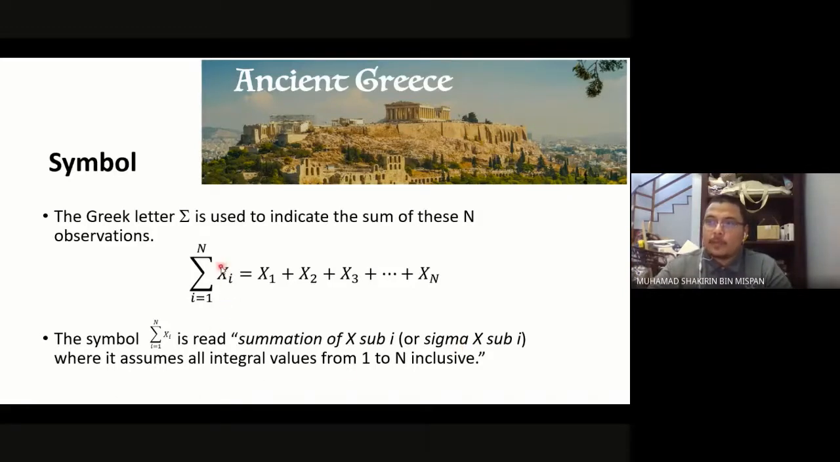So if they write xi here, the summation of xi from 1 to n means the summation of x1 plus x2 plus x3 until the desired number of the sample or population. What it reads is the summation of x sub i, or sigma x sub i, where i assumes all integral values from 1 to n inclusive. So that's basically the interpretation.